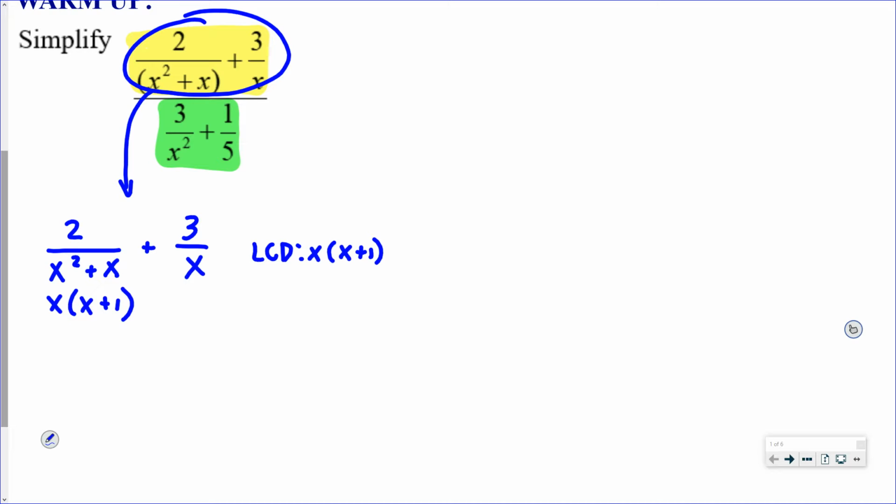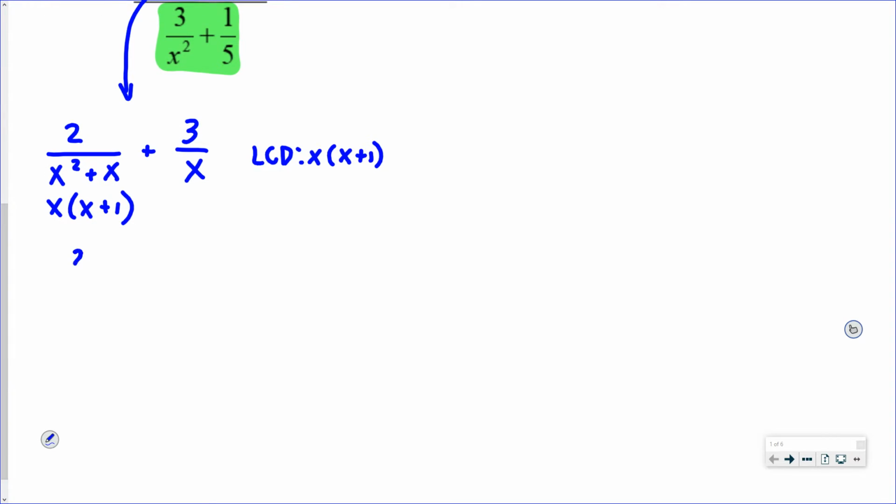So actually, the only fraction we need to change is the second one. This already has the LCD. How did I mess that up? Wait, no. This one, I just need to times the top and bottom by x plus 1. I just didn't factor it. You still get the same thing. So you kept it as x squared plus x? Yes, but when we go to simplify, you'll have to factor. Let's just hang tight. We'll see if you still got it.